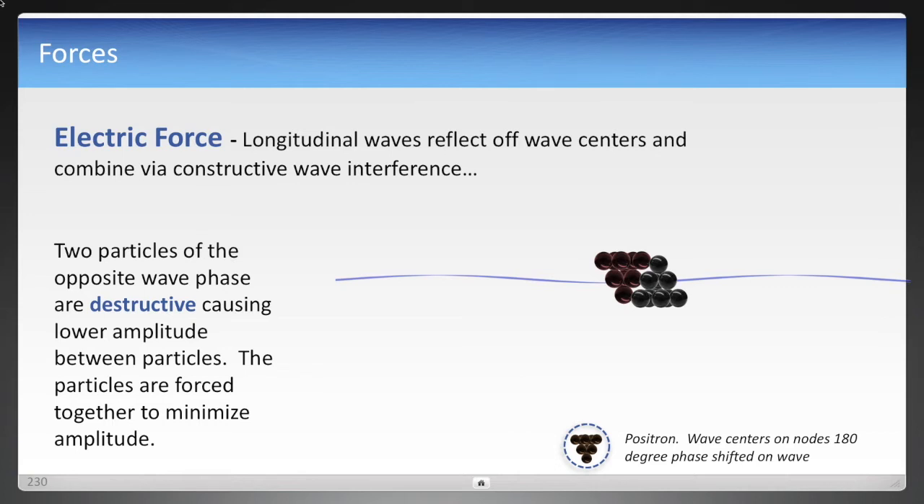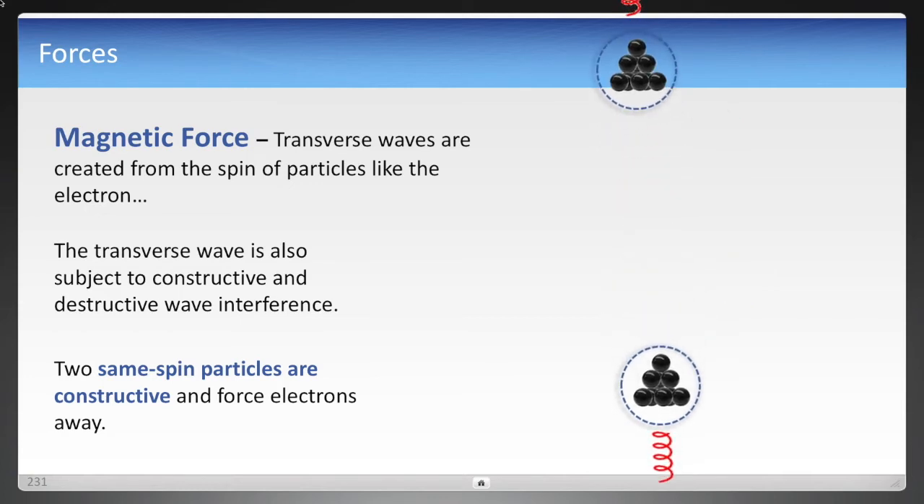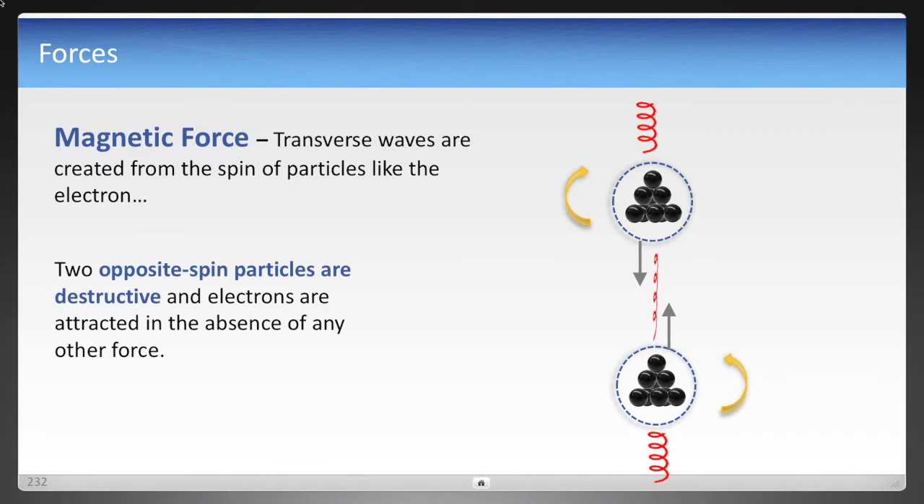That's the electric force, and that's because it's just what's happening with longitudinal waves being reflected off of wave centers. Magnetism will also have that same property of constructive and destructive wave interference. As mentioned earlier, the electron is spinning, and there are two different ways that it can spin. Just call it counterclockwise and clockwise. Now, for same spin particles, that same magnetic wave, that transverse, or call it a spin wave if you will, would be constructive between the particles, forcing them away. And likewise, two opposite spin particles can be destructive.